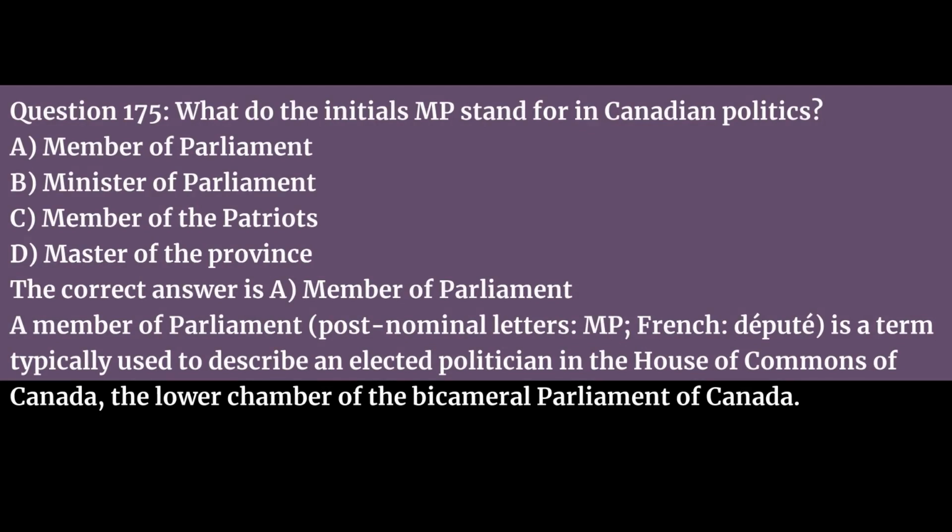Question 175. What do the initials MP stand for in Canadian politics? A. Member of Parliament. B. Minister of Parliament. C. Member of the Patriots. D. Master of the Province. The correct answer is A. Member of Parliament. A Member of Parliament, post-nominal letters MP, French député, is a term typically used to describe an elected politician in the House of Commons of Canada, the lower chamber of the bicameral Parliament of Canada.